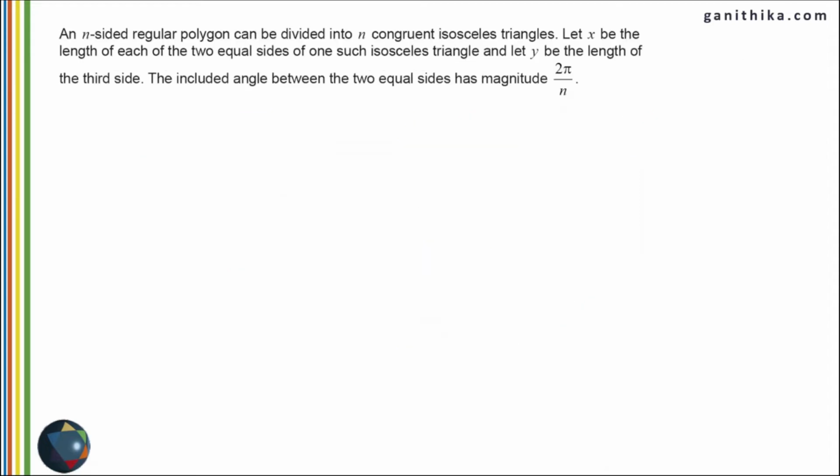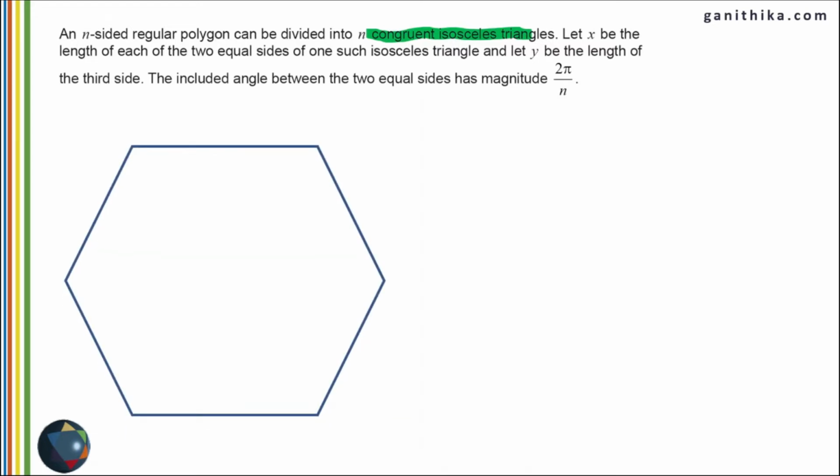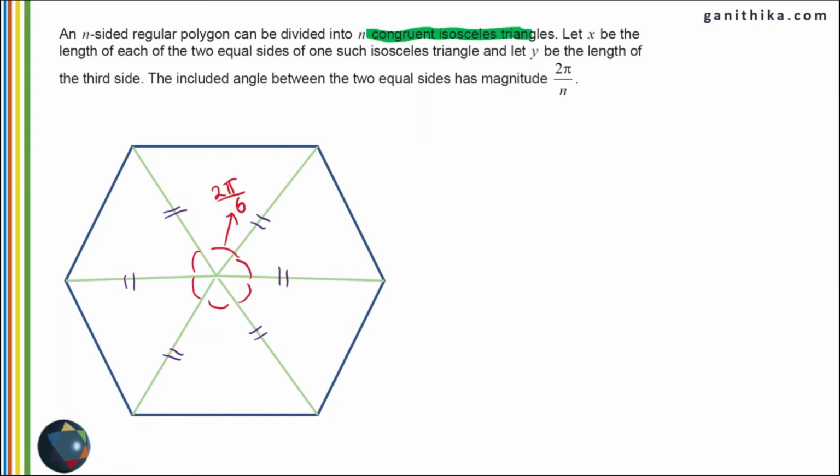So proceeding further, there is information again. An n-sided regular polygon can be divided into n congruent isosceles triangles. Let's see what this means by using a hexagon. A regular hexagon, remember this is only for regular polygons, therefore we are going to consider a regular hexagon, can be cut into 6 isosceles triangles like this, joining the center of the hexagon to the vertices of the hexagon. All the 6 triangles are isosceles and the angle in the center is divided by 6. Therefore, the triangle has an angle of 2 pi over 6 in each of them.